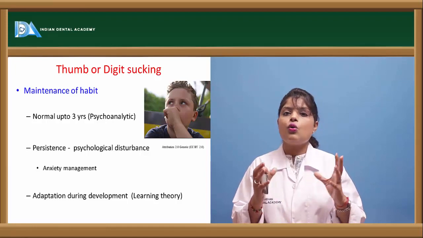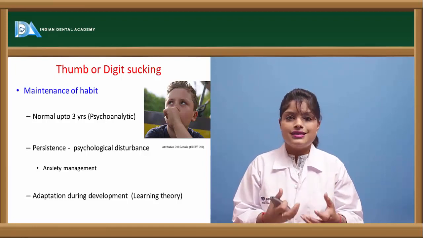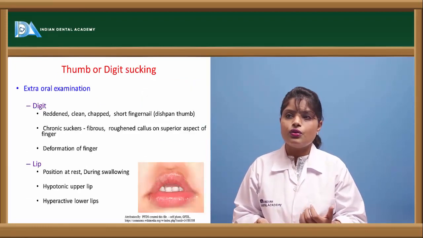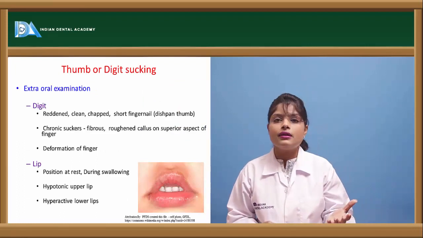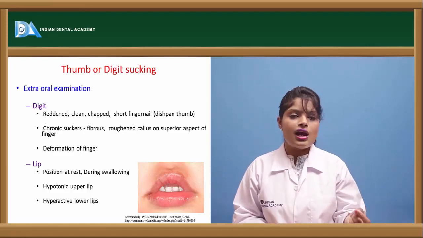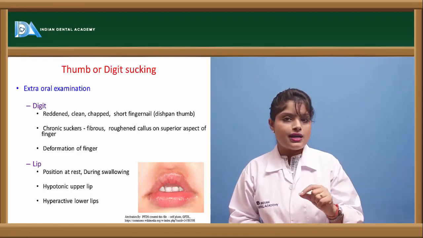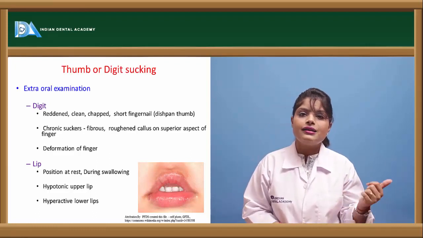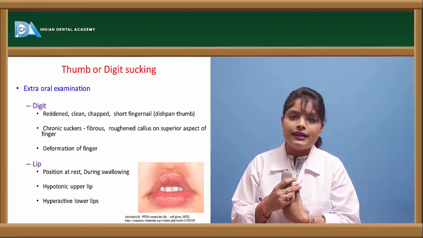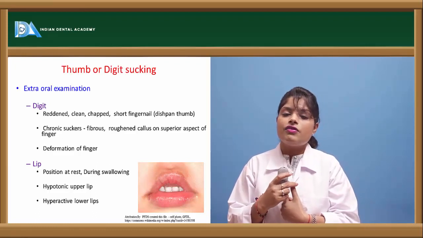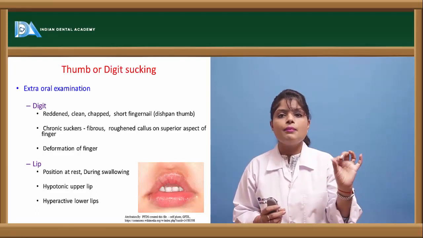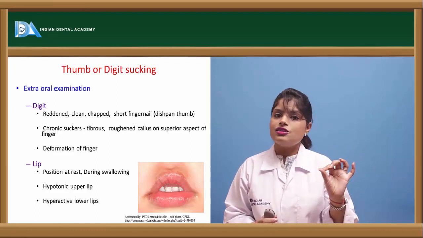It will lead to change in the orofacial structures, the jaws, the teeth, and even extraoral structures like the thumb will also be affected. So, if we examine a child who is a thumb sucker, we can easily identify that the child has been a thumb sucker for a long time. So first we'll see how the thumb of the child looks. The digit or the thumb will generally be very clean, the fingernail will be cleanly trimmed, and the thumb is compressed, or it is dish pan shaped.